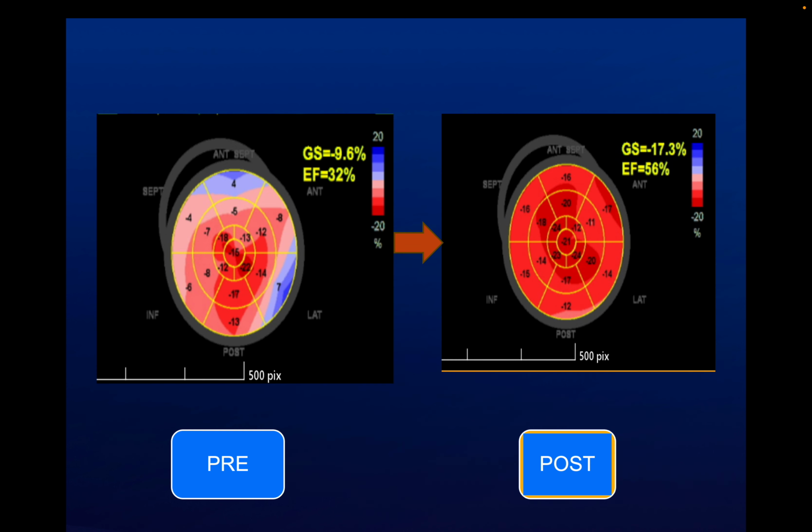Post-restoration of sinus rhythm, we got a strain and compared it to the pre-procedure strain. As you can see, from an ejection fraction of 32%, the ejection fraction improved to 56%, and the global longitudinal strain improved from minus 9.6 to minus 17.3. So there is reversal of even strain abnormalities, and in this case it was truly the arrhythmia itself that was contributory to the heart failure, thereby another cause of reversible non-ischemic heart failure.